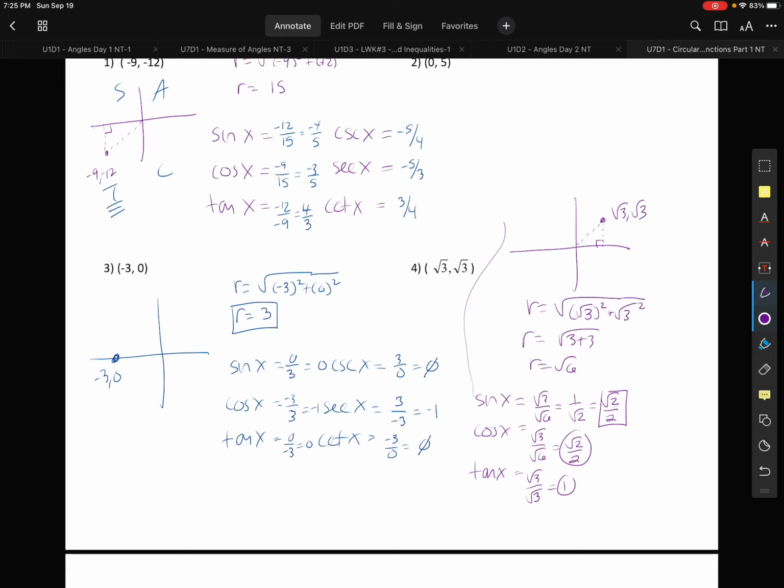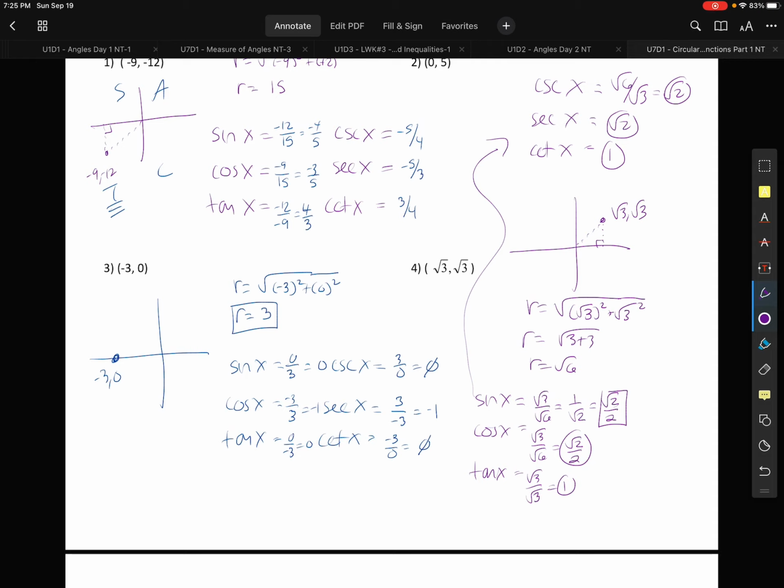I gave myself some space here. Cosecant x, secant x, cotan x. Right, so if I flip it, rad 6 divided by 3 is rad 2, which is the same thing for secant. And cotan, no matter what I flip, it's still 1. Alright, so this is a setup we have if we're given a singular point.